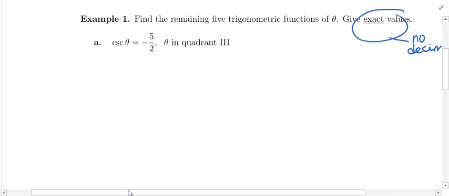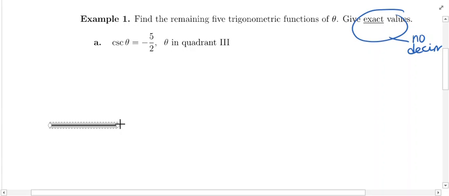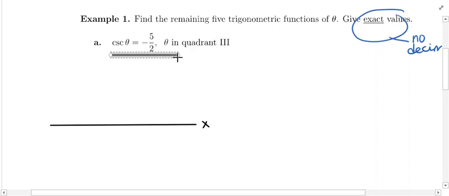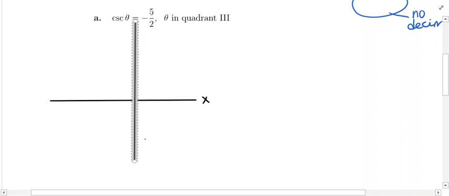We know some information about theta. We know it's in quadrant 3. We know that the cosecant of theta is negative 5 halves. So what I'm going to do is draw an angle in quadrant 3. I'm going to draw my x-axis, and then I'm going to come back and draw my y-axis. You're not worried about having it be exactly perfect, you're just drawing a sketch here. So here's my y-axis, trying to give myself room in quadrant 3.